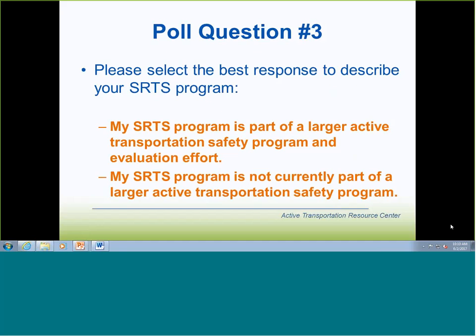All right, we're going to give it a moment so you can answer quickly. Okay, so for the responses, I'm seeing 14 out of 34 are saying their Safe Routes to School program is part of a larger active transportation safety program and evaluation effort. I think I will leave it at that.